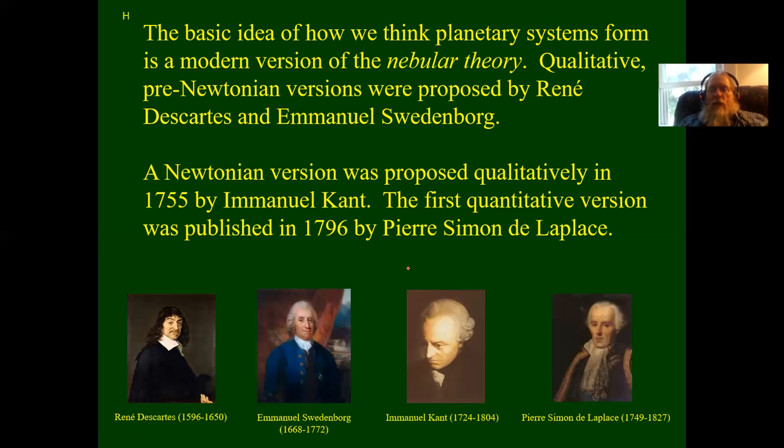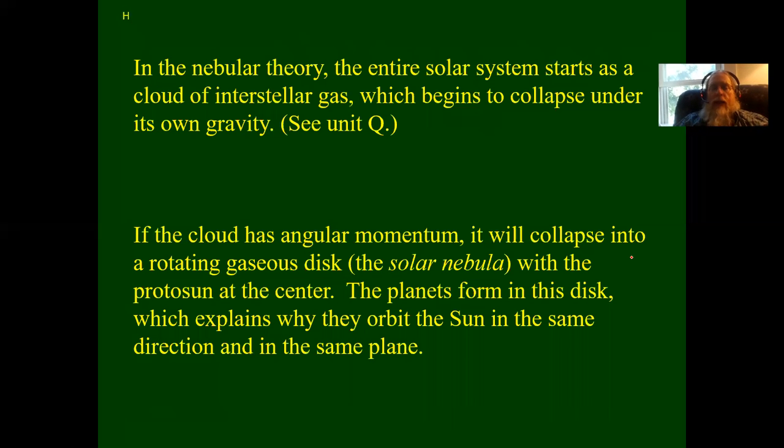But then the first person to do a quantitative version, to actually sit down and try to do mathematical calculations of how this might physically work in Newtonian gravity, was the French mathematician Pierre-Simon de Laplace in the 1790s. Anyway, the modern version, as we're going to see a little bit, is very different. We're not looking at all the details, but it will be very different from what Kant and Laplace were thinking about over 200 years ago. But the basic idea is still the same: you form the entire solar system, sun, planets, everything else, from the same cloud of interstellar gas.